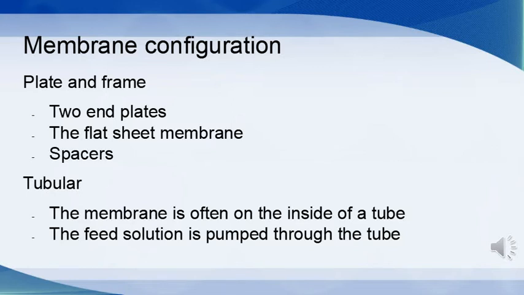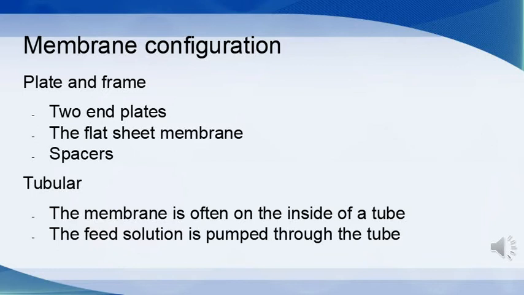The second membrane configuration is tubular membrane configuration. Tubular membrane modules are tube-like structures with porous walls. Tubular modules work through tangential crossflow and are generally used to process difficult feed streams such as those with high dissolved solids, high suspended solids, and oil or grease. The membrane is often on the inside of a tube. The feed solution is pumped through the tube.